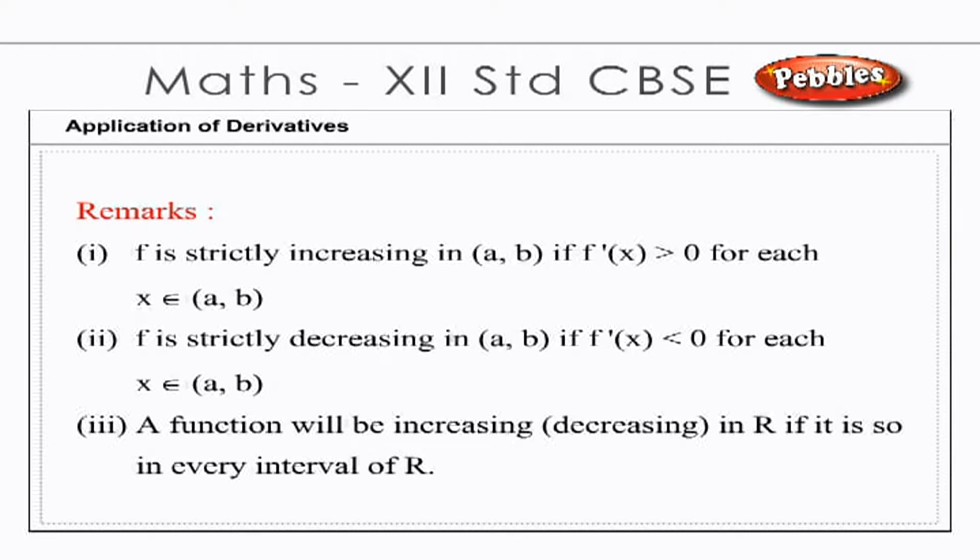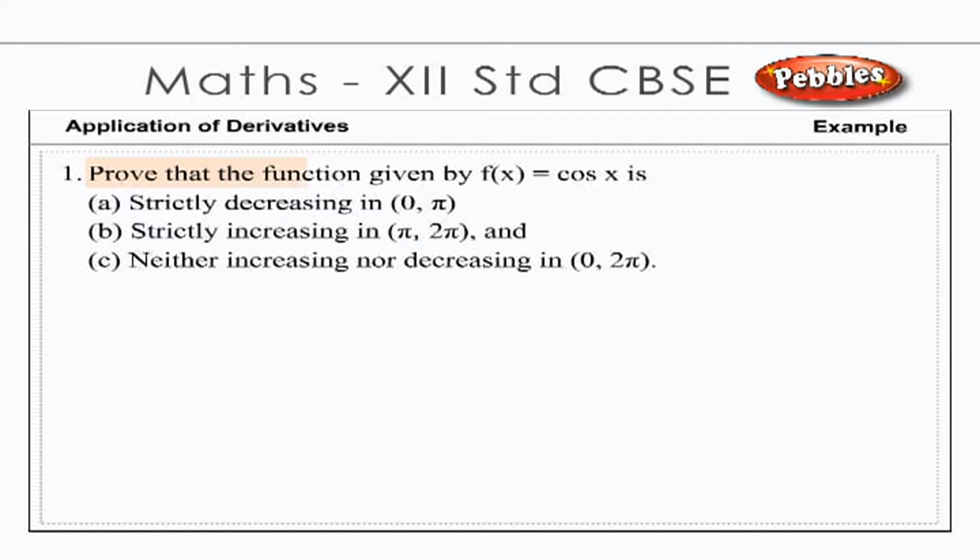Remarks. First, f is strictly increasing in (a, b) if f'(x) > 0 for each x belongs to (a, b). Second, f is strictly decreasing in (a, b) if f'(x) < 0 for each x belongs to (a, b). Third, a function will be increasing or decreasing in R if it is so in every interval of R.